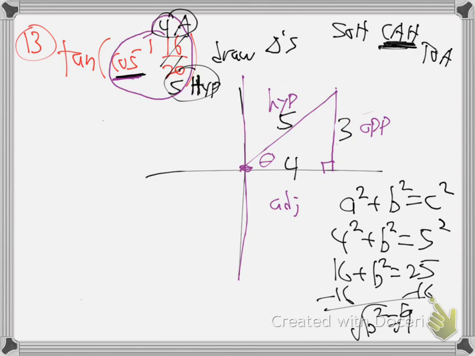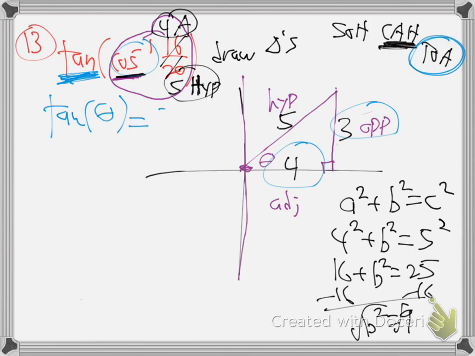Now we're ready to answer the question. They're asking me for the tangent of the angle. They want the tangent of that angle in the end. So I got all the cosine stuff set up. Now the final answer is tangent of it. So what's tangent? Opposite over adjacent. 3 over 4. Opposite over adjacent. Done.